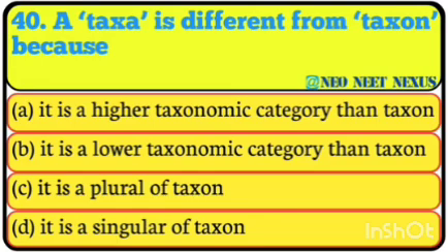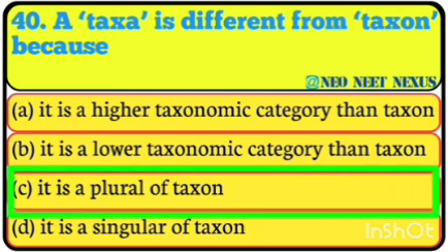Next, a taxa is different from taxon because A. It is a higher taxonomic category than taxon, B. It is a lower taxonomic category than taxon, C. It is a plural of taxon, D. It is a singular of taxon. Correct answer is option C. It is a plural of taxon.